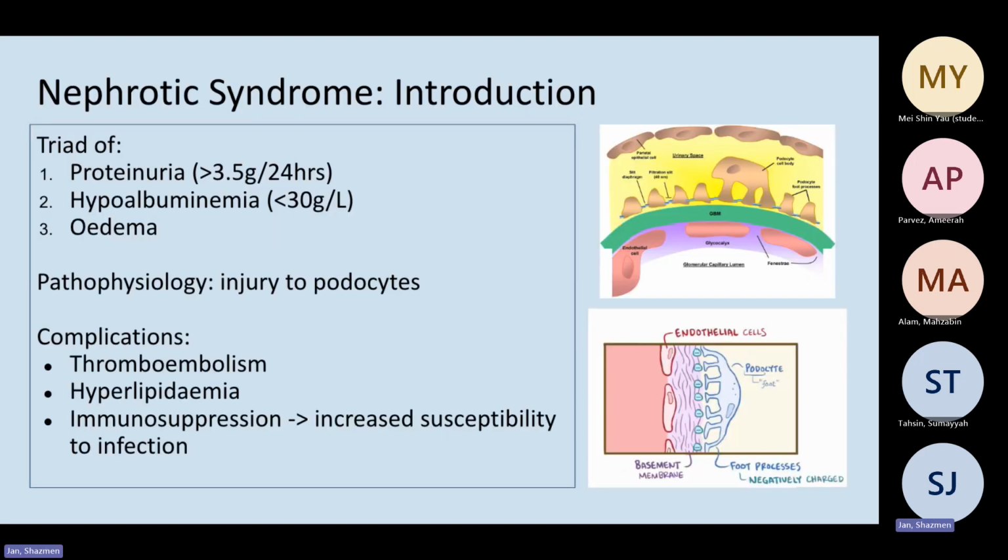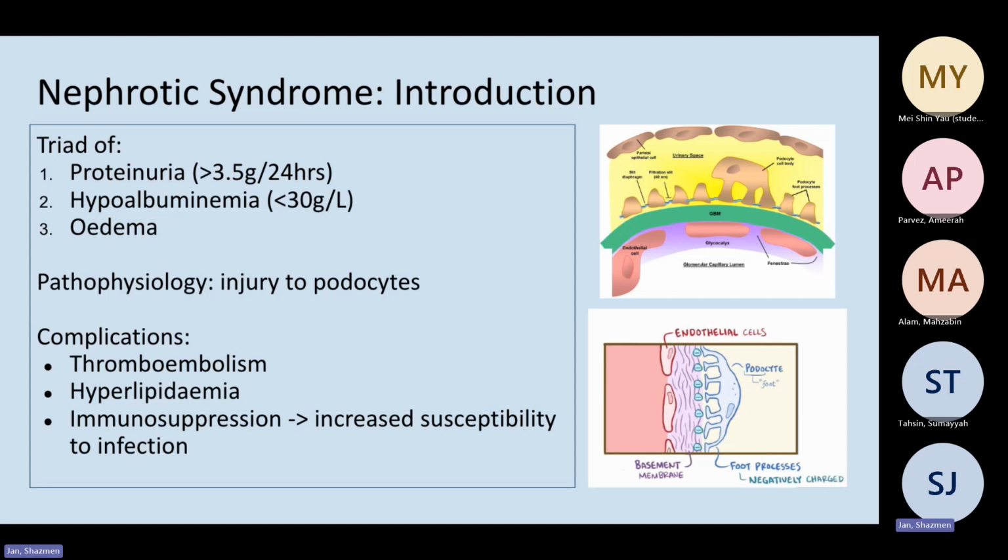Okay, so let's talk about nephrotic syndrome. It's characterized by a triad of three main things. Firstly, you get proteinuria, which is where there's loads of protein in the urine. Typically you're not supposed to see much protein at all in the urine, but in this case you get around or more than 3.5 grams in 24 hours. You also see hypoalbuminemia. Albumin, as we know, is a protein that also leaks out of the kidney into the urine, and so you typically see less than 30 grams per liter. And then you see edema as well.